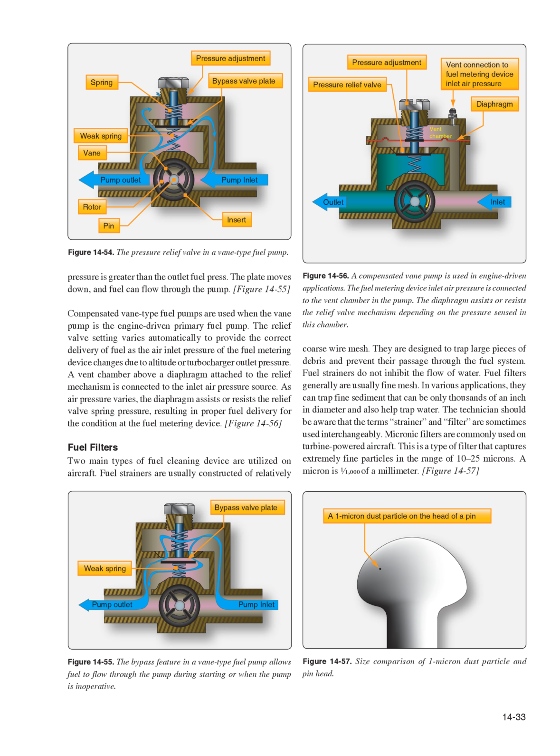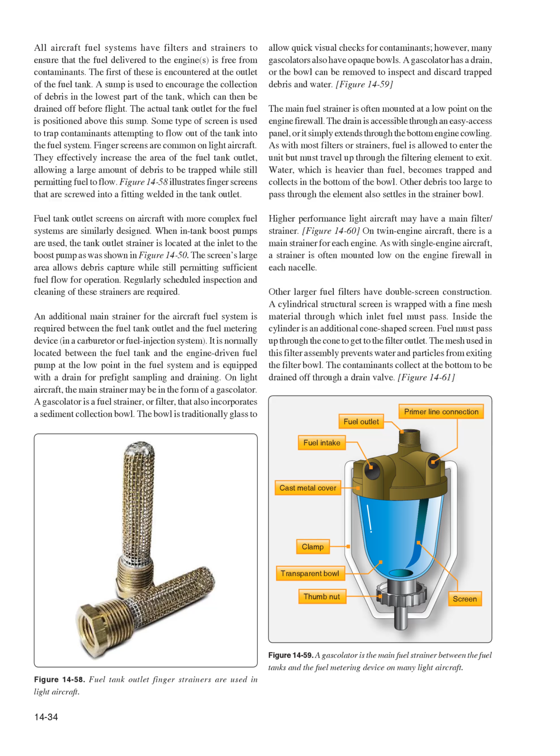Figure 1457. All aircraft fuel systems have filters and strainers to ensure that the fuel delivered to the engines is free from contaminants. The first of these is encountered at the outlet of the fuel tank. A sump is used to encourage the collection of debris in the lowest part of the tank, which can then be drained off before flight. The actual tank outlet for the fuel is positioned above this sump. Some type of screen is used to trap contaminants attempting to flow out of the tank into the fuel system.